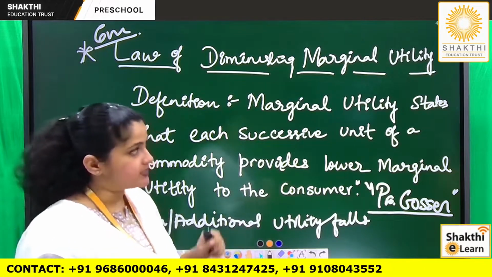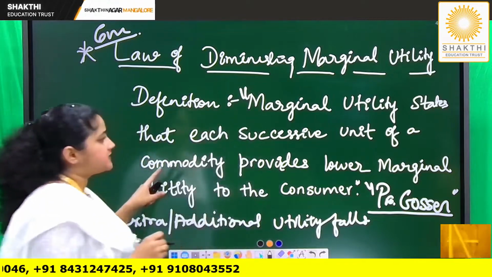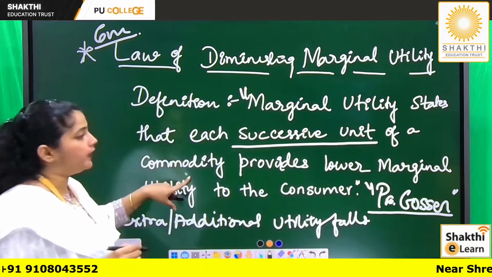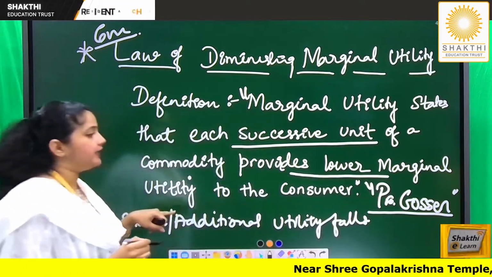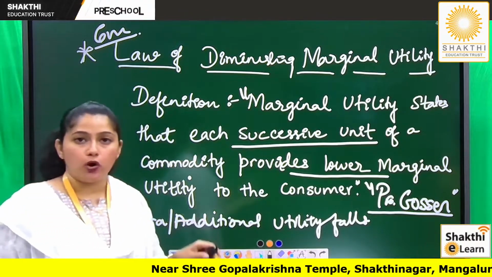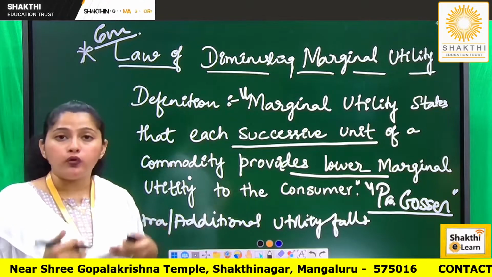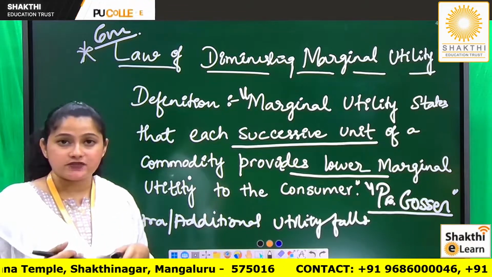Now this particular law states that each successive unit of a commodity provides lower marginal utility to the consumer. In simple language, it is nothing but the more we consume a particular product, the lesser our satisfaction will be.